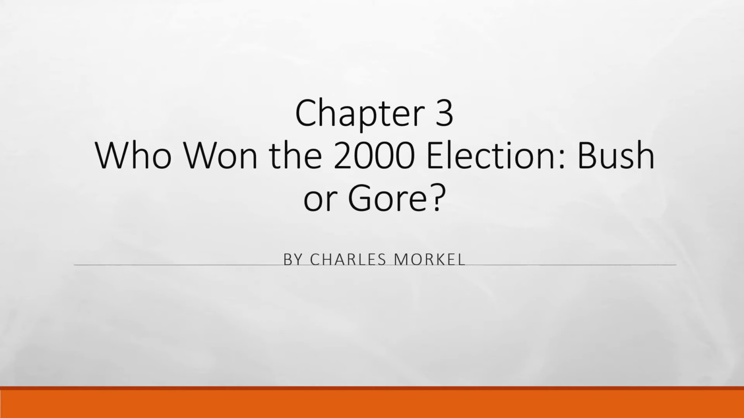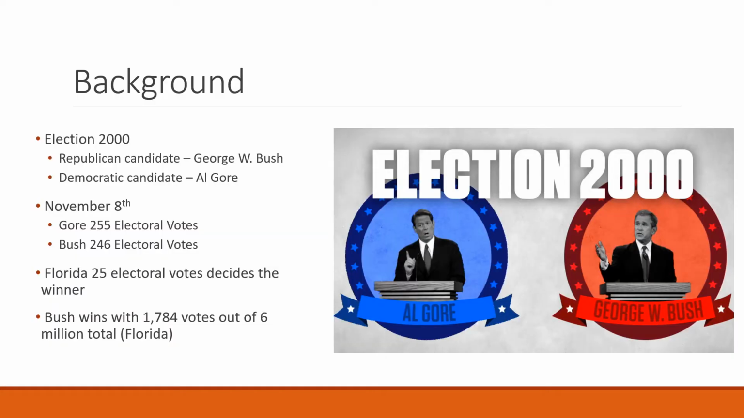Today I will be discussing Chapter 3, Who won the 2000 election, Bush or Gore? First, we'll start off with some background information. As I mentioned before, this election took place in 2000 between the Republican candidate George W. Bush and Democratic candidate Al Gore.